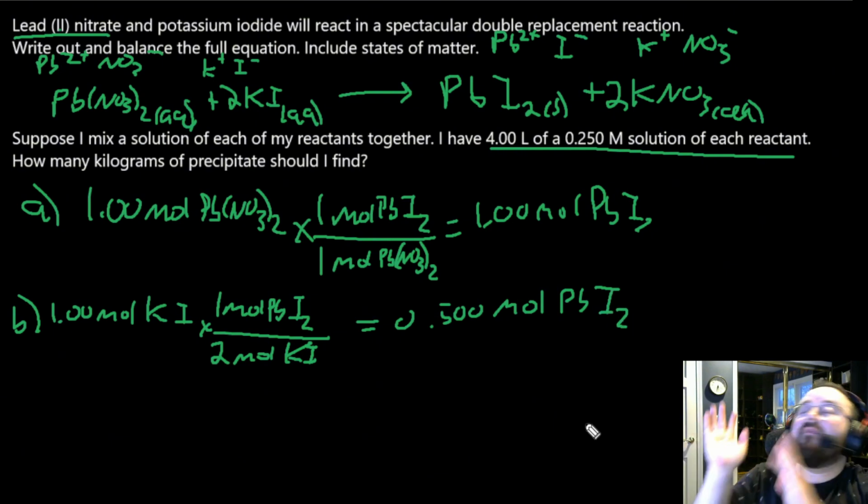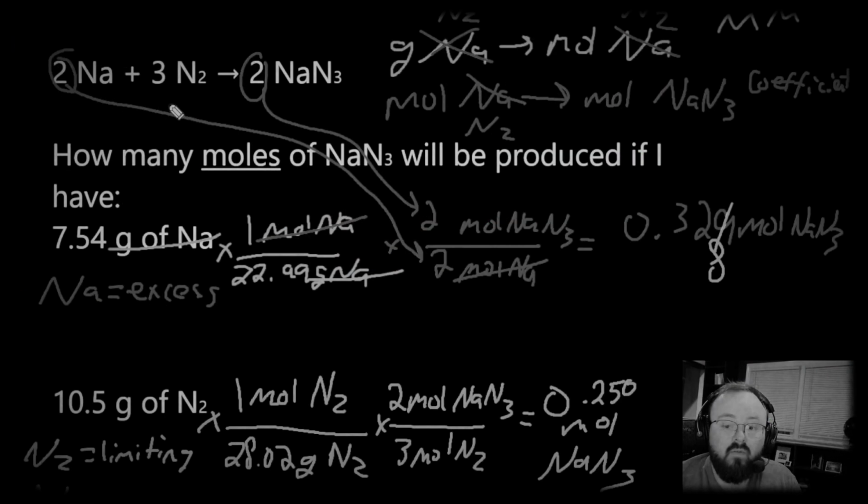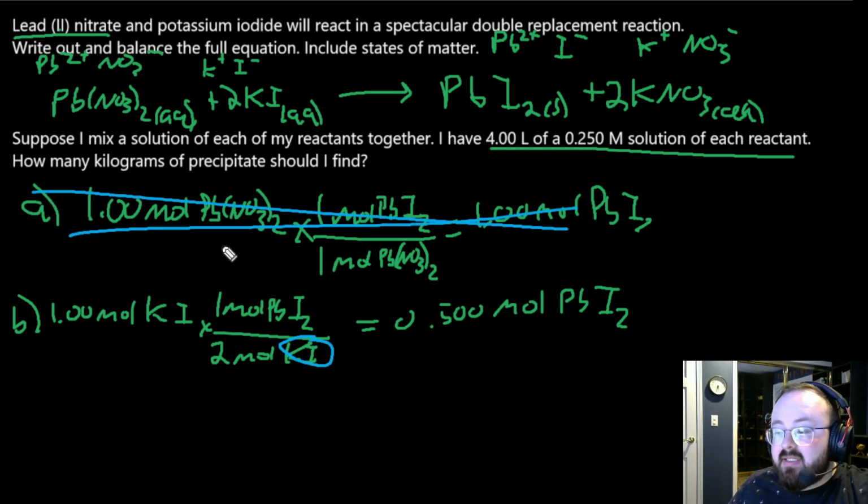And think back to the very first time that I introduced limiting reactant, I actually based it off of moles. In this case, because we're starting out with moles like this, I don't have to do the rest of this. I could, but I don't have to. I already know that my limiting reactant is going to be potassium iodide, which means that this is not necessary. I will have excess lead nitrate.